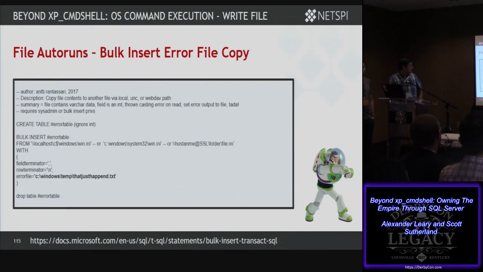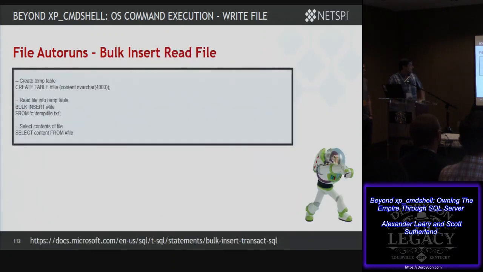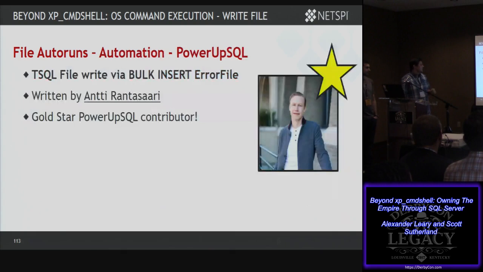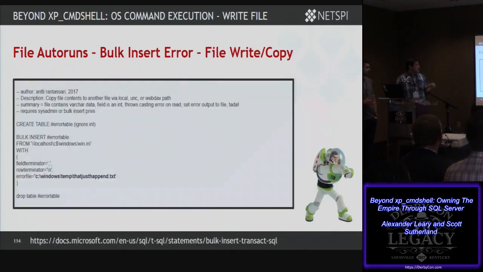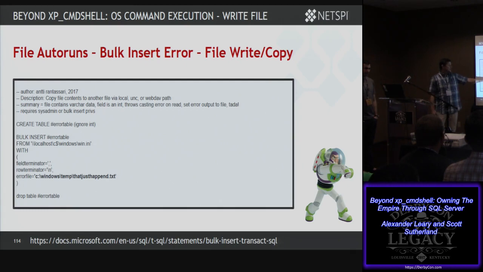So let's see here if I'm going to get this right. Historically, people use bulk insert to read files from the disk. It's a pretty common, well-known method for both attackers and legitimate use. What Antti was playing with and figured out is that it also has some extended error handling functionality. So what you can do is create a temp table, which you would normally put the data into after reading a file. You basically set it up to be an integer, or int, and then you can read your file from a UNC path, local path, WebDAV path, right?